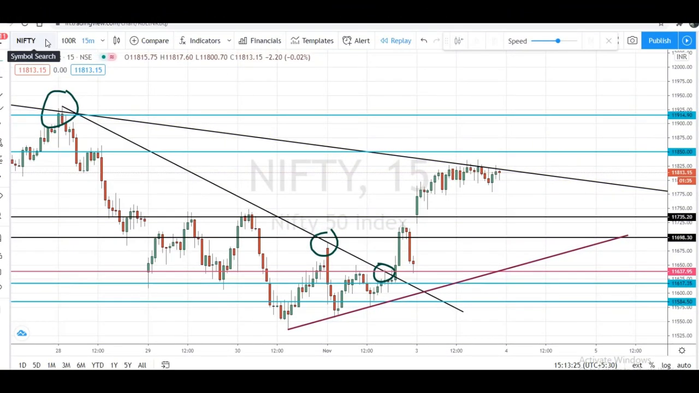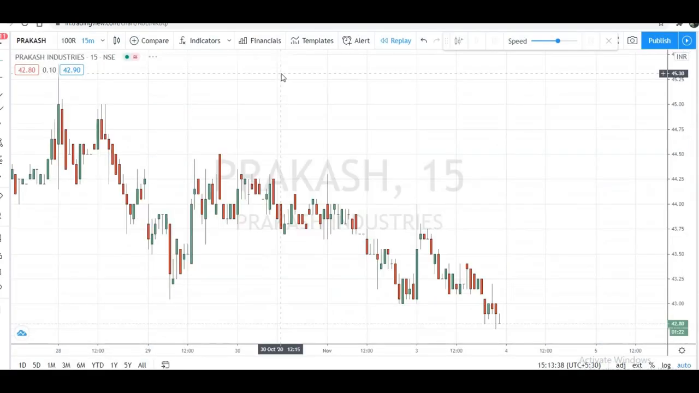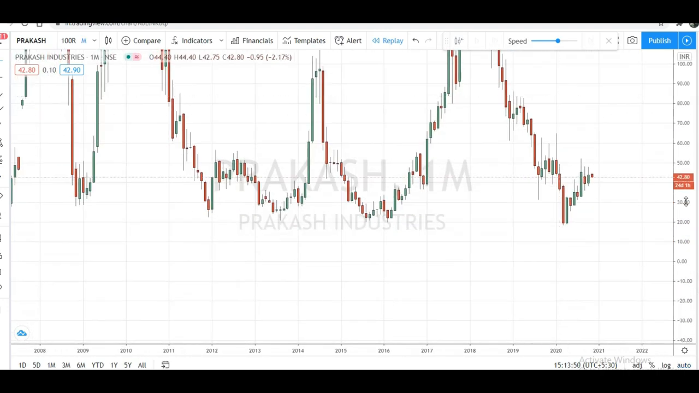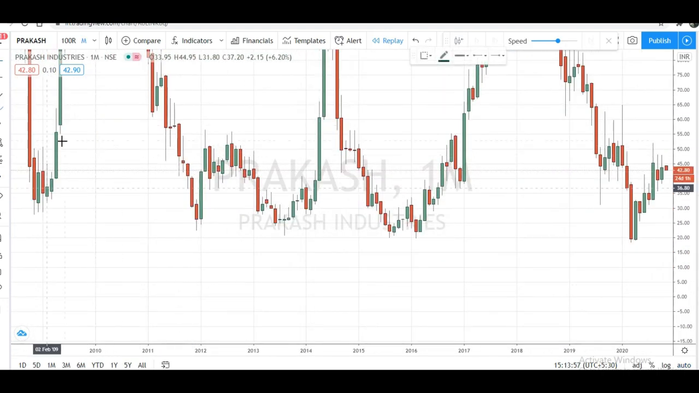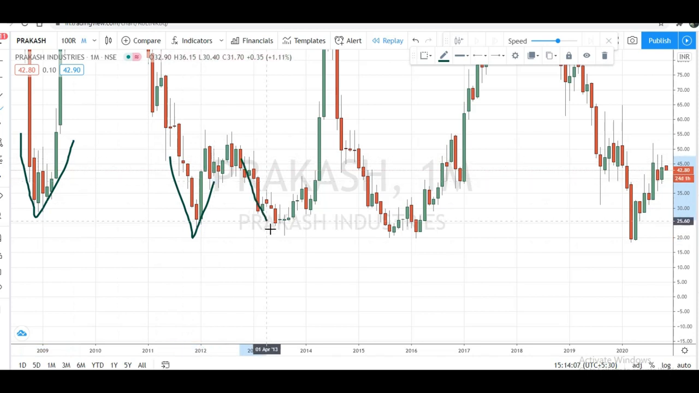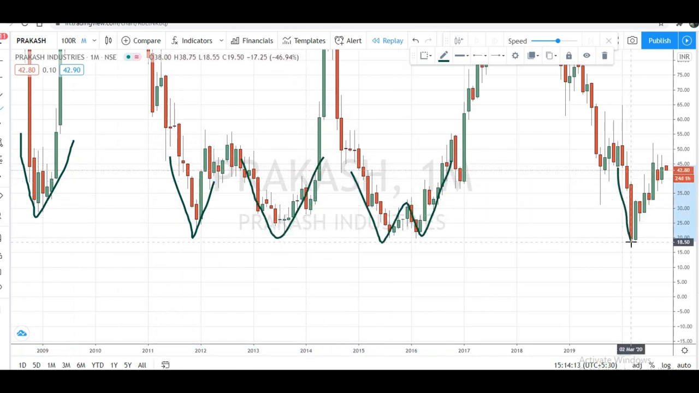Let me go to the monthly chart of Prakash Industries. I'll try showing you in different time frames. I've taken this as a monthly chart. Let's just expand this. Now here in the monthly chart, you can see some good reversals happening. This was a point where the price touched and reversed. This is something like a V. This again is like a V. This looks like a W, and this again is a V.